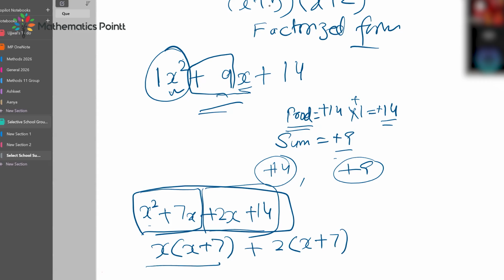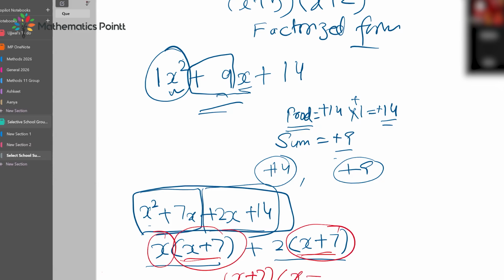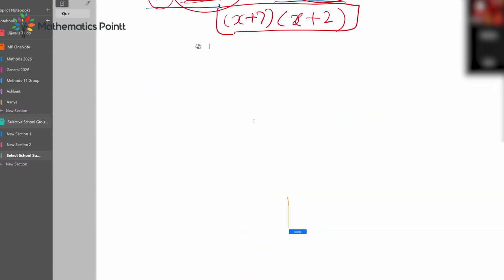Now that's your first term and that's your second term. You still have two terms in the expression. What's the common factor? Common factor is x plus 7. Common factor means stuff that's sitting with both of them. So pull out x plus 7. When you pull out x plus 7, what's remaining? The x. And the other one, positive 2. That is the answer. Is this clear now, everyone? Okay, let's keep moving forward, right?